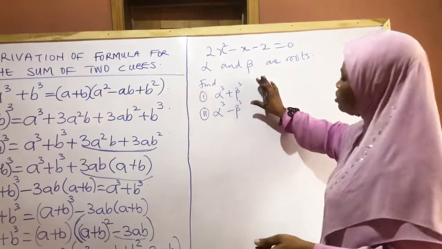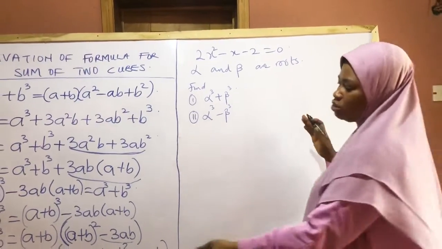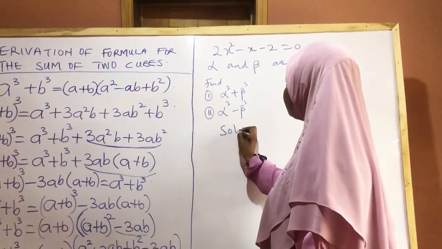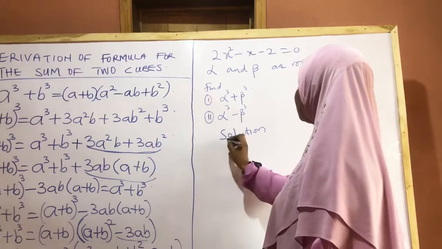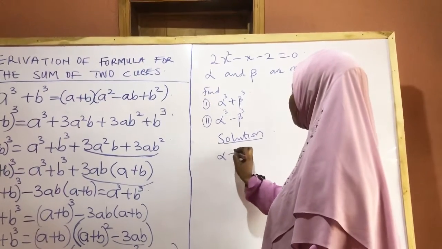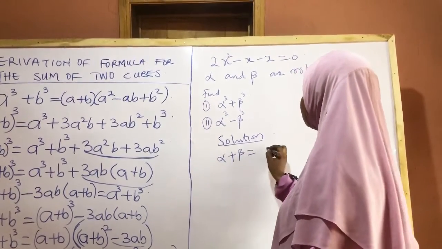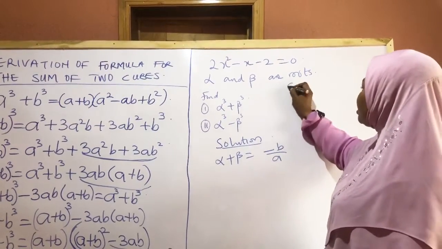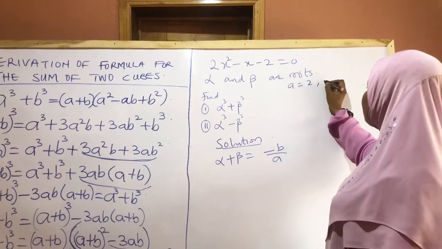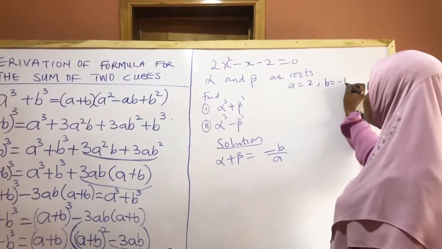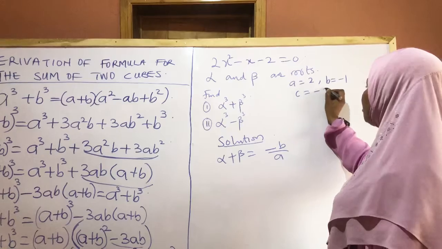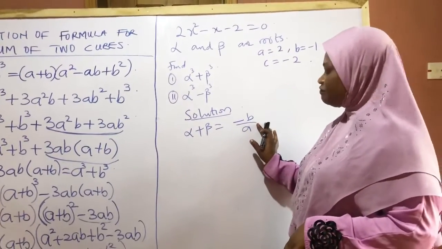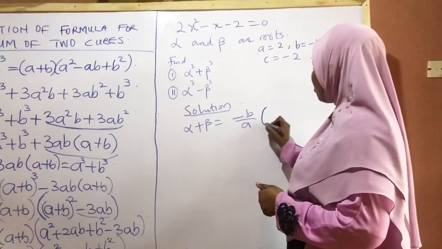So there's no need for you to be stressing yourself after knowing this derivation. So you just say that solution. You know that your sum of roots will be equal to what? Minus b over a. So from here, our a is equal to 2, b is equal to minus 1, and c is equal to minus 2. So sum of roots will be minus b divided by a. So this is sum of roots.